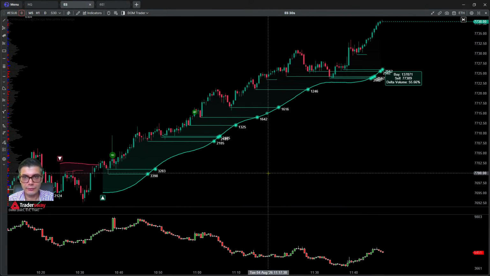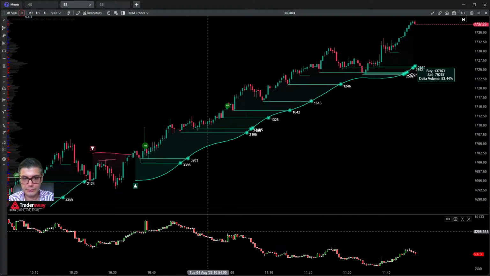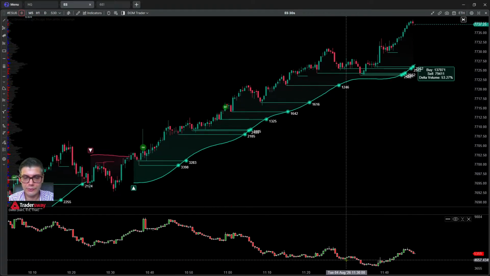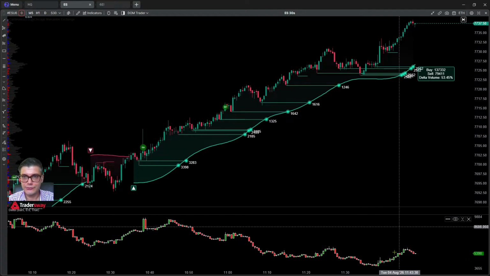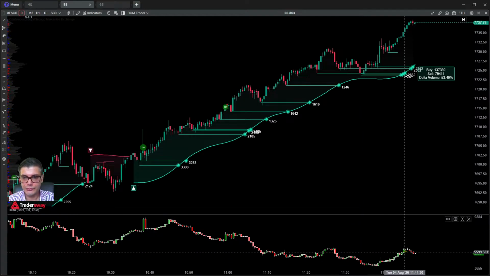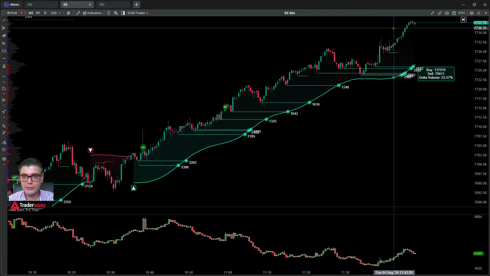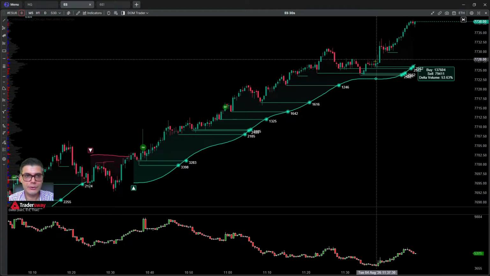The sellers are very aggressive. They are being absorbed, but that doesn't mean they are out of the game. They can step in. Now here we have the buyers step in. There's a high chance for them to get trapped.